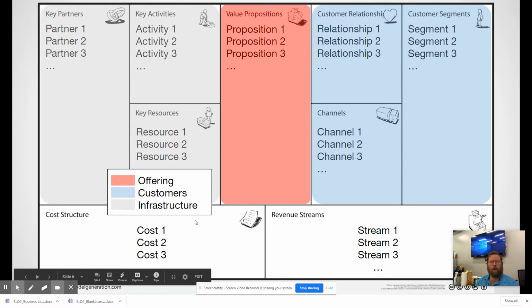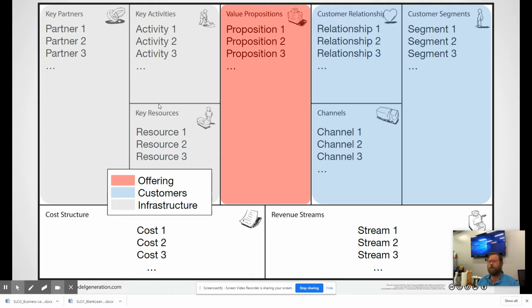Now, when we look here, guys, we're looking at what we're offering. We're looking at our customer segments. And then over here, we're looking at our infrastructure. Guys, infrastructure can be physical, like a plant or a manufacturing facility. It can be intellectual, like copyrights and patents. It can be strategic in the sense that we have a strong ability to create partnerships, and we have the leadership that's necessary to lead us through.